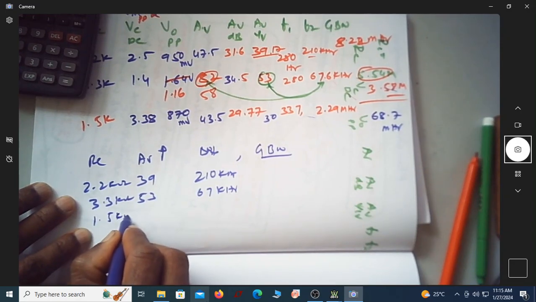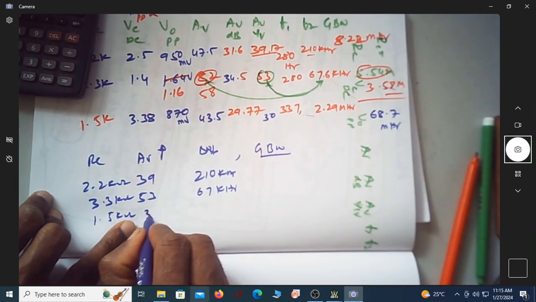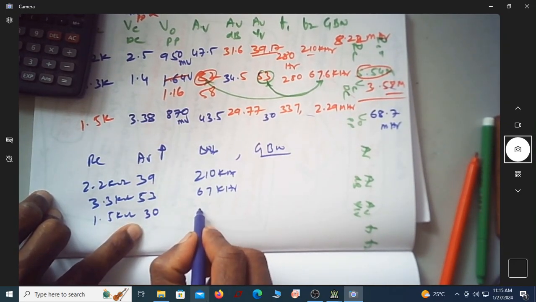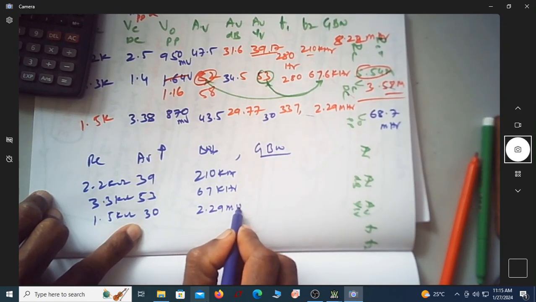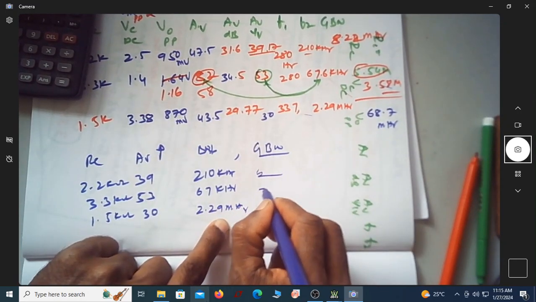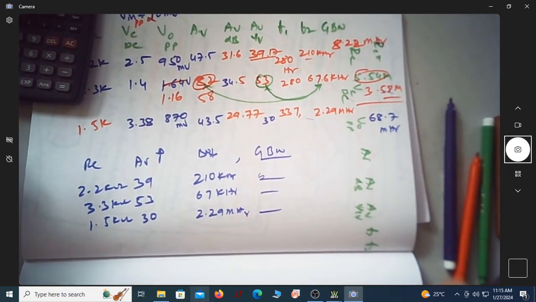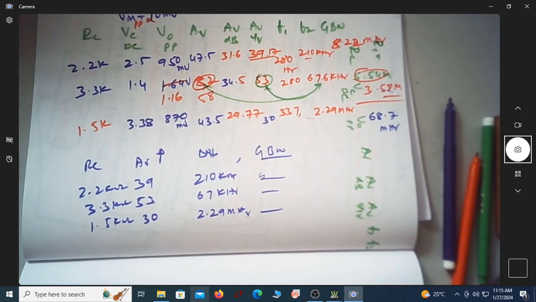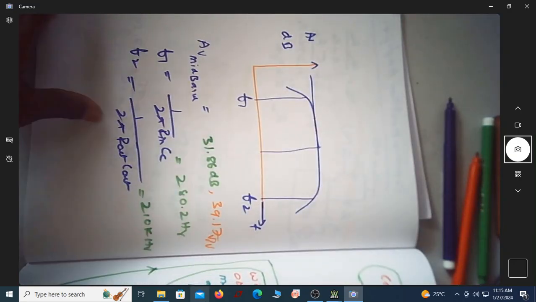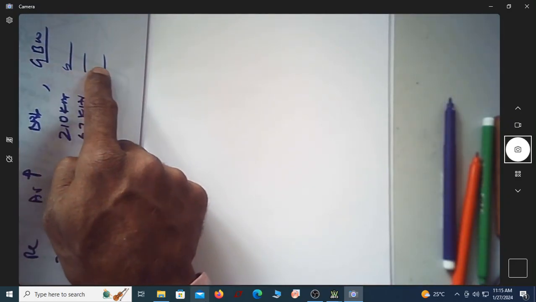Now we reduce it to 1.5 kilo ohm. How much is this now? So this is coming out to be 30, and here the bandwidth has increased to 2.29 megahertz. But here they are not exactly constant. So that's what we want. Maybe we'll just repeat with one more transistor and then find out. But the procedure is this, you have to exactly follow this procedure. Even if it is not matching, it's fine.